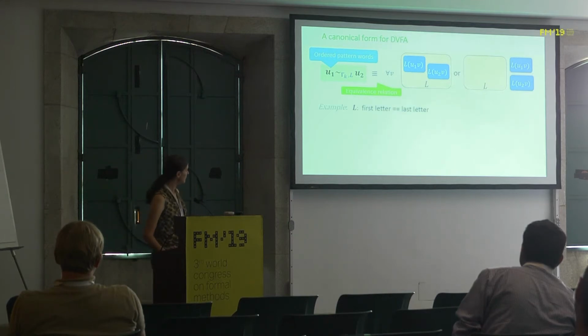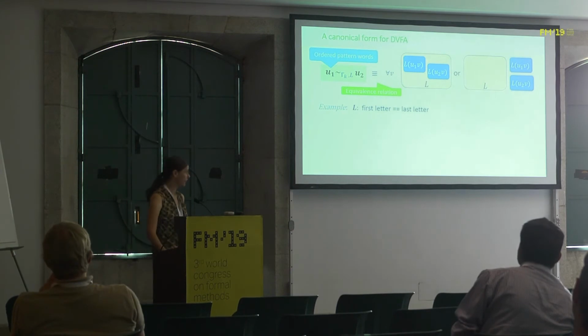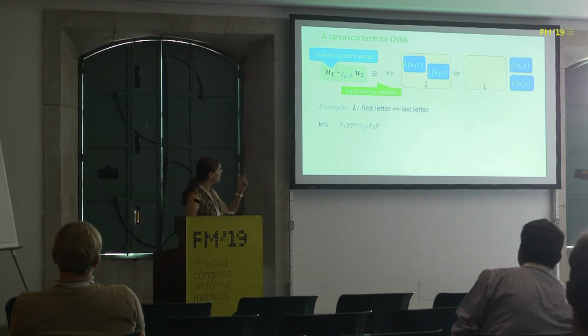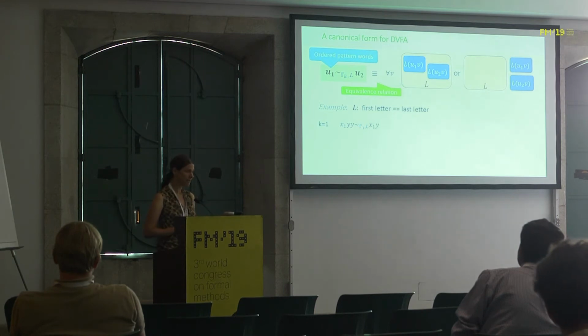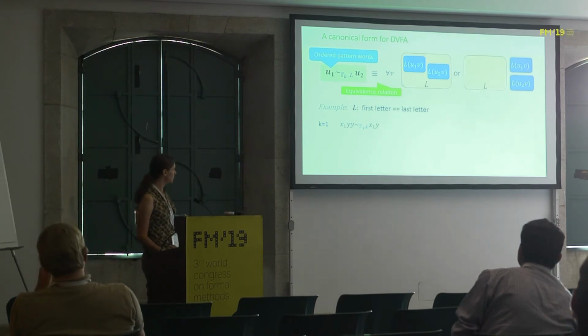And let's look at an example. So let's look at the language of all words in which the first letter is equal to the last letter. This is a deterministic language. So let's take k equals 1, meaning one bound variable. The two words x1, yy, and x1y are equivalent because they fulfill the property. If we concatenate any word that ends with x1, they will both be in the language. If we concatenate any word that ends with y, they will both be outside the language. Every concretization that we can produce.